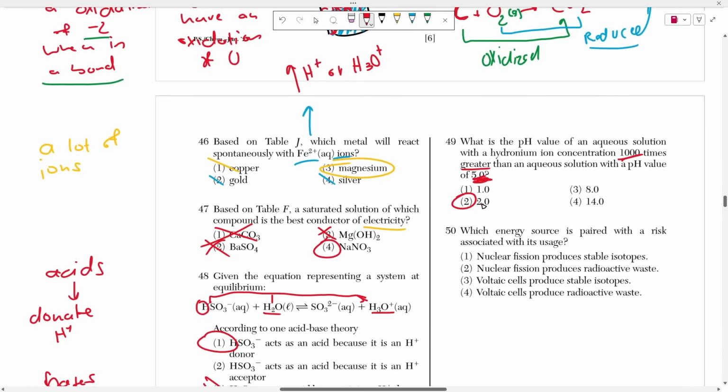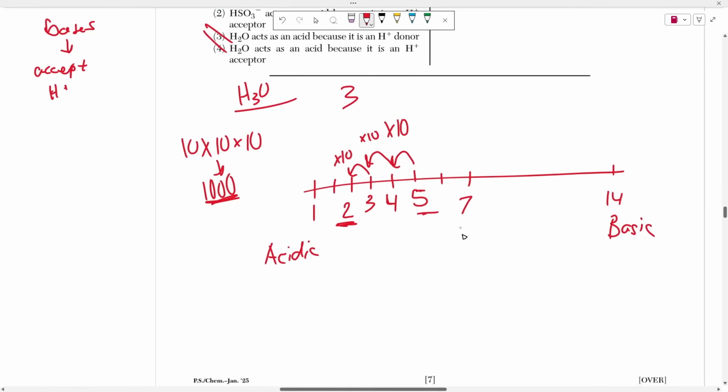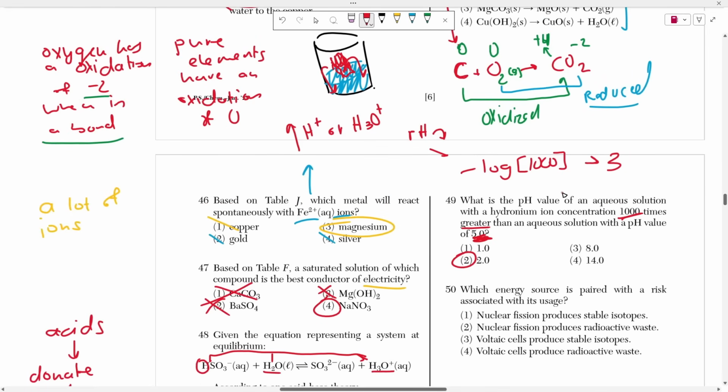The other way you could have done this was you could have calculated the pH change here. If you have 1,000 times greater concentration of hydronium, take the negative log of 1,000, because pH is equal to the negative log of the concentration of hydronium. The negative log of 1,000 is going to give you 3. So you know that because your concentration is 1,000 times greater, your pH is 3 levels lower. I would recommend drawing the table out like this, but if you want to just do the calculation using negative log, you can.